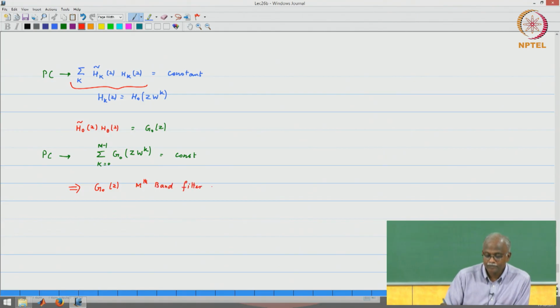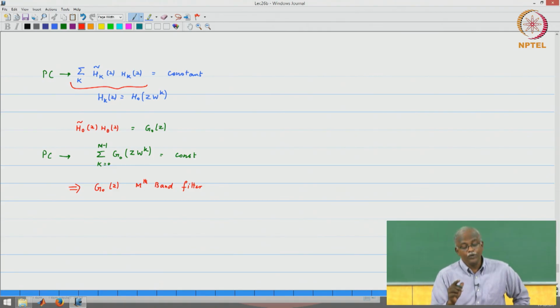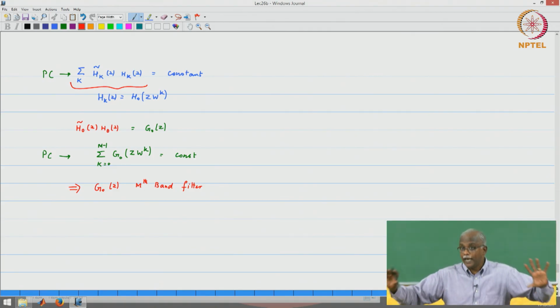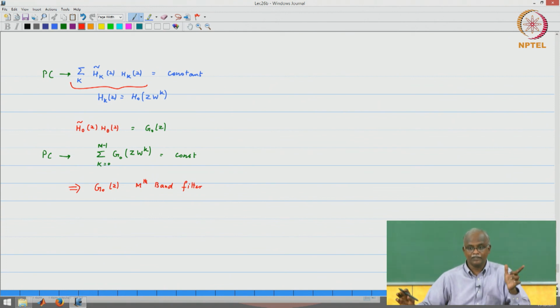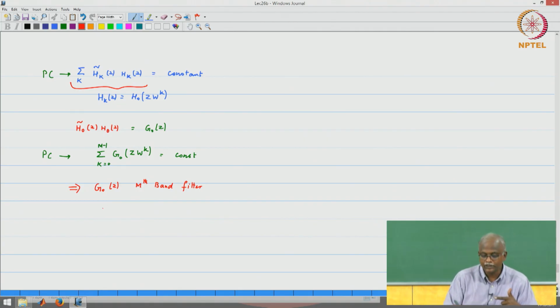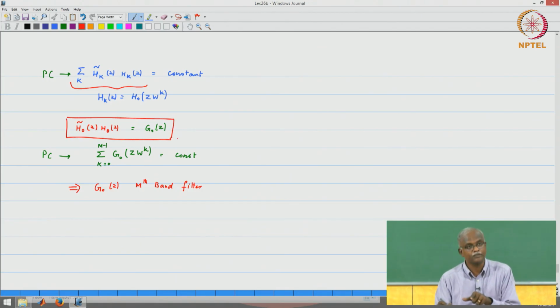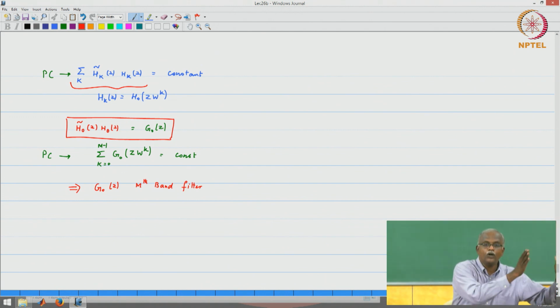Now, how do you get a power complementary set of m functions? Trivial. You design an mth band filter. G0 is equal to h0 tilde h0. Now, what can you tell me about the zeros of h0 and h0 tilde? They are reciprocals of each other. They are not overlapping, unless they are zeros on the unit circle. So, what do you have to do? You have to take G0, take its zeros and map them into either h0 or h0 tilde.